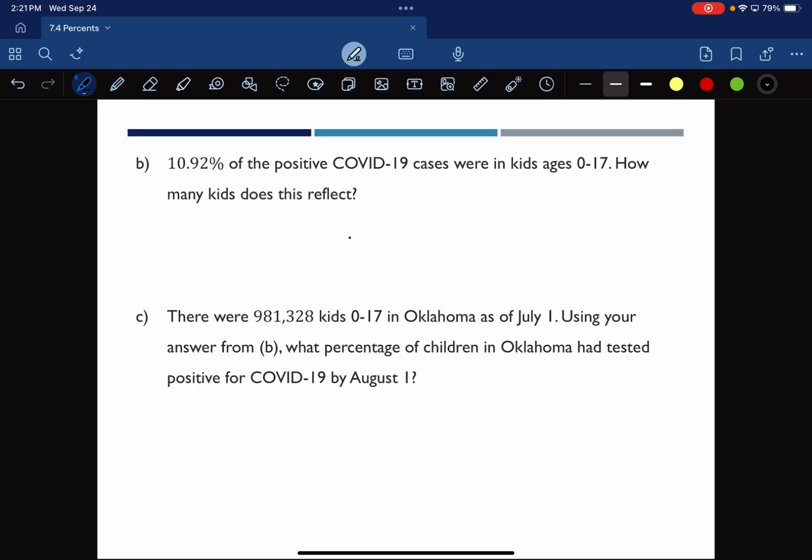Well, this time I'm given a percentage, so that 10.92 has got to be a value that's over the 100%. And I'm wanting to know how many kids this represents out of the entire population of people who tested positive, right? Not the whole population, but those who tested positive. So how many people did it say tested positive? 37,731. Okay, so 37,731 is the denominator. It's the positive cases. And I'm trying to figure out how many of those cases are actually children. So we're going to cross multiply again.